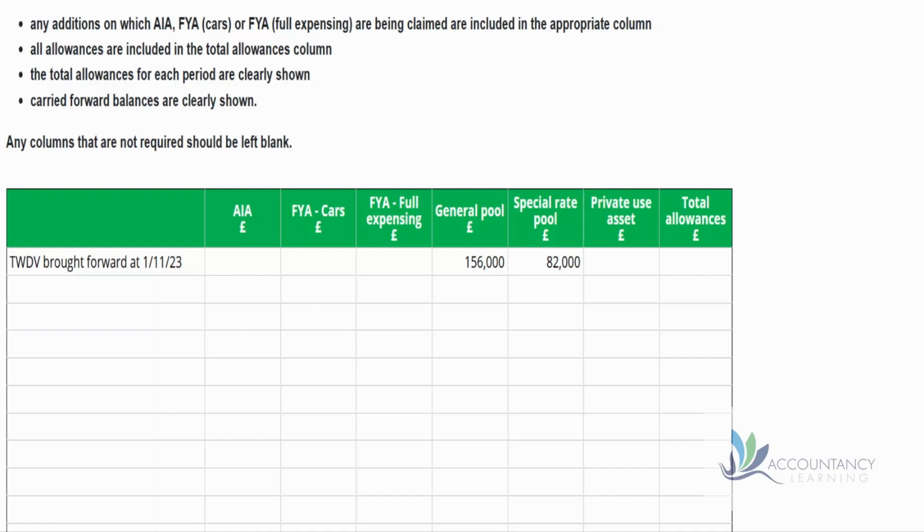So that all sounds very good, doesn't it? The one disadvantage with the full expensing model is that when we dispose of the asset, if there is nothing in the general pool, then it would create a balancing charge. Whereas if we use AIA, all we would do is deduct the proceeds from the pool and just leave it at that. But for full expensing, it could create a balancing charge on disposal rather than waiting until cessation.